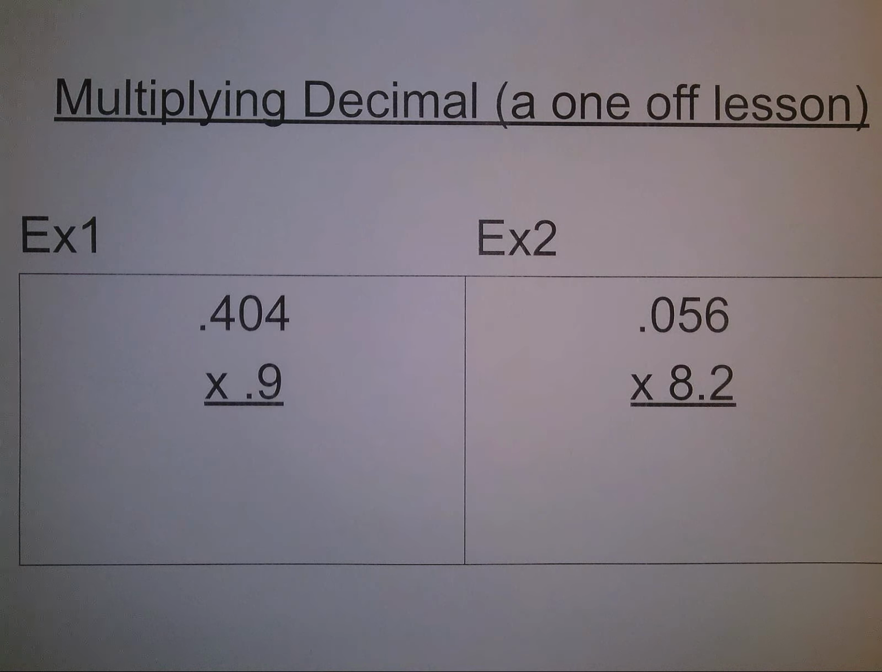Alright, this is multiplying decimals. It's a one-off lesson. We have two examples we're going to do. The first example is 0.404 times 0.9, and the second example is 0.056 times 8.2.